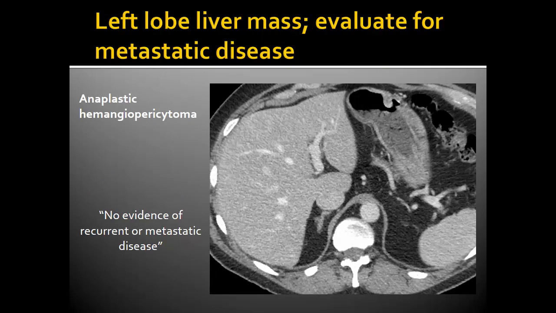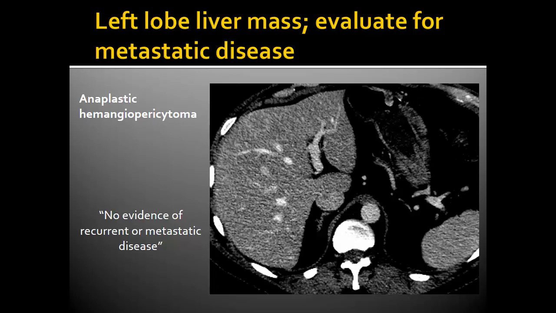This is a CT exam with an indication of left lobe liver mass, evaluate for metastatic disease. The patient's primary tumor is anaplastic hemangiopericytoma. The interpreting radiologist reviews this exam and determines that there is no evidence of recurrent or metastatic disease. However, if we use liver windows, we see that there is a subtle metastasis in the peripheral aspect of the liver. This is a common cause of missed liver lesions, not using liver windows, and background steatosis, which makes liver lesions more difficult to identify.